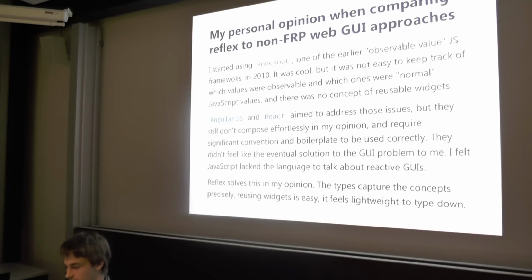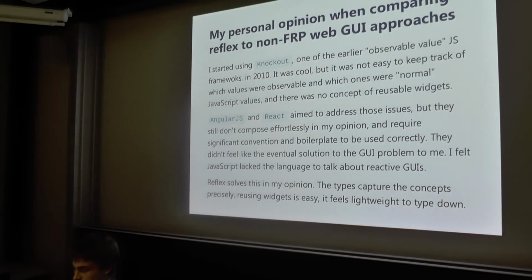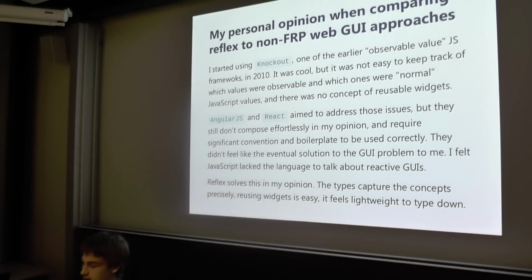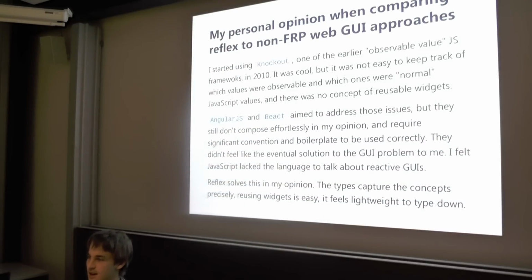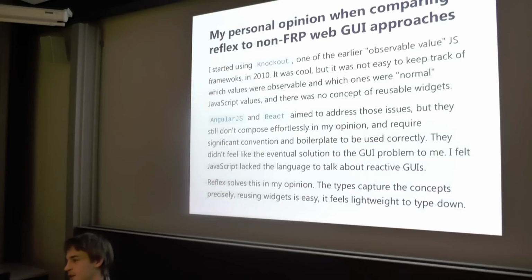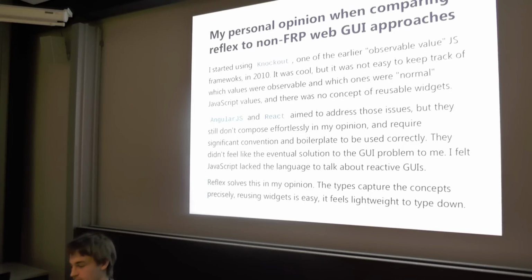And then later, Google and Facebook made Angular and React, and those aimed to address the issue of reusable widgets. But I have the feeling that they still don't really compose effortlessly, and even though they try, you need to set up lots of mental and also code boilerplate. You need to keep track of which things are props, which things are not props, and so on. There's lots of thinking behind it. You can't just type down the code and it does exactly what you want. You just need lots of mechanism in order to achieve your goal.